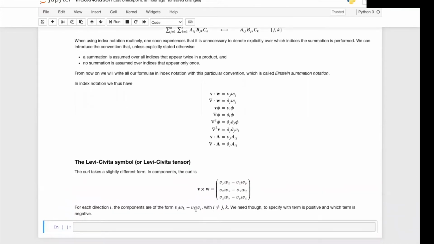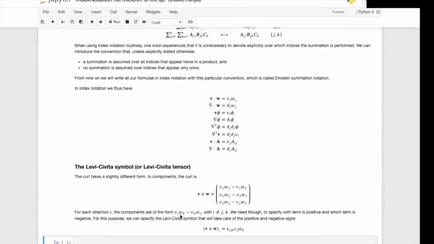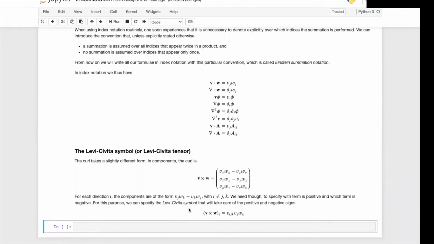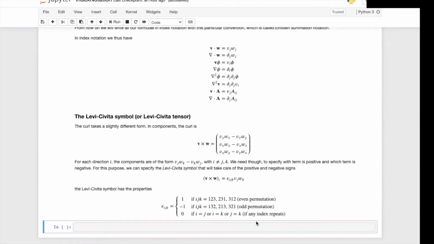But there are two terms here, and we need to specify which term is positive and which term is negative. This is the purpose of the Levi-Civita symbol. It will take care of telling which is the positive term and which is the negative term in the curl. The Levi-Civita symbol is this epsilon ijk here. As you see, it has three indices, and it has these properties.